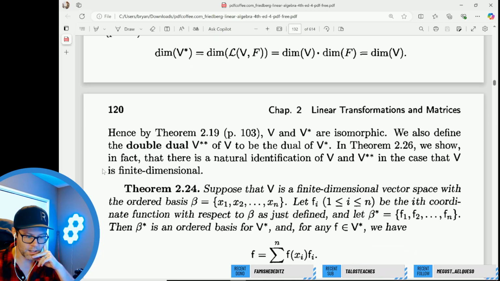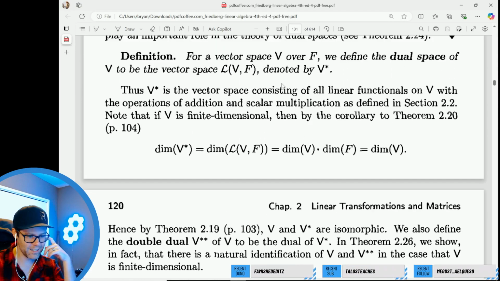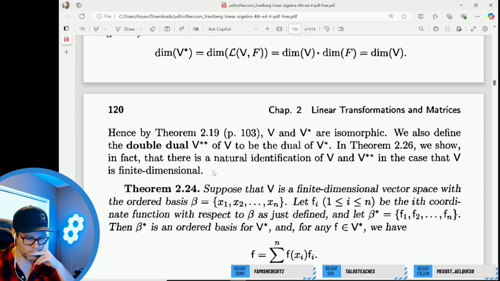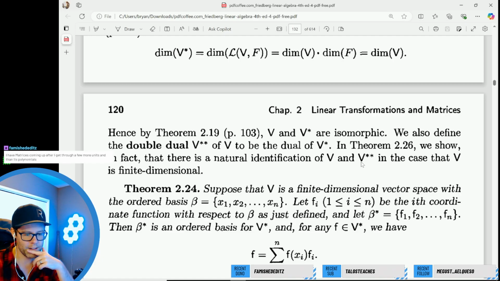We also define the double dual to be the dual of V star. Oh, okay. So V star is the linear functionals on V. V star star should be the linear functionals on V star. Yeah, okay. That's weird. But okay. And then in theorem 2.26, we show that there's a natural identification of V and V star star when V is finite dimensional.